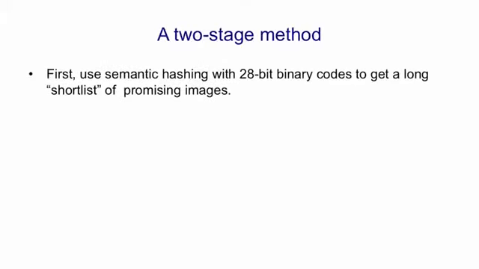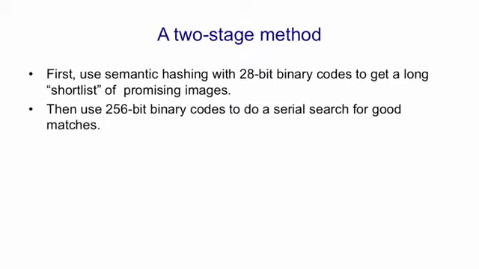So first we extract a short binary code of about 30 bits, and that short binary code is used with semantic hashing to very rapidly get us a short list of promising images. So we simply take the short binary code and flip a few bits in it to get candidate images. The candidate images can then be matched using 256-bit binary codes that are stored with each known image to search for much better matches than can be found with a 28-bit binary code.